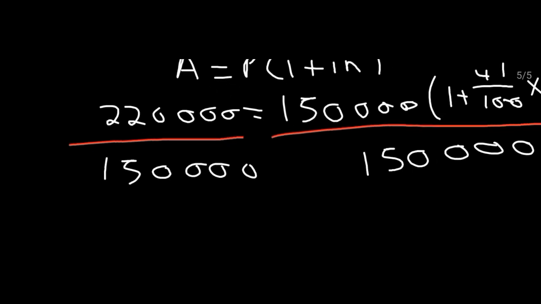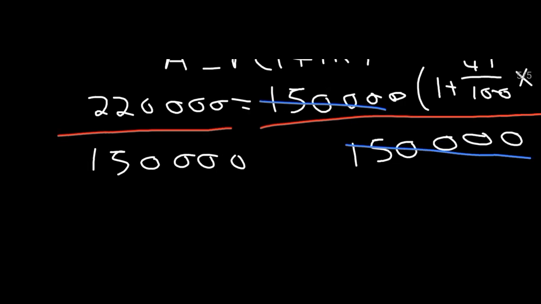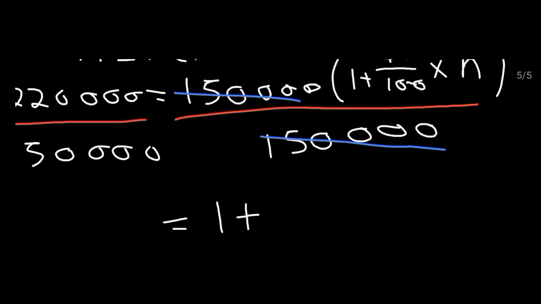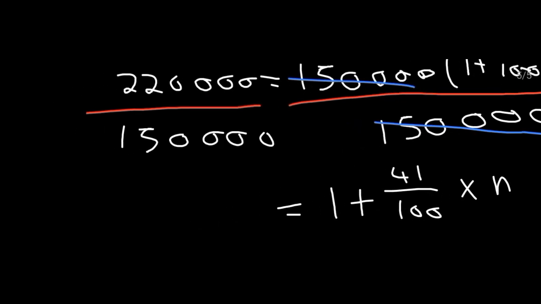Okay, so 150,000 cancels, and then on the left hand side we are left with 1 plus the bracket, like 1 plus 41 over 100 times n. Then on the right hand side again, as I said, you can write it like this until the last step, or you can use your calculator to simplify things.